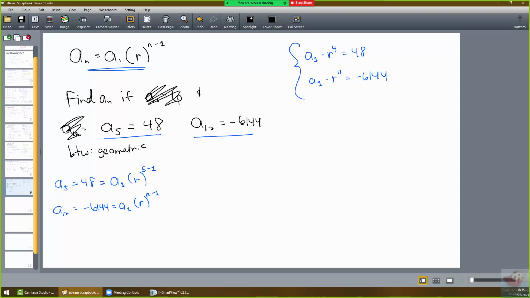So instead what we can do is take the first equation and solve for a sub 1. If we do that, we get 48 over r to the 4th. Don't worry, I promise this is going to turn out nice. He hopes. And then remember, in substitution, you go to the other equation, and instead of a sub 1, we write 48 over r to the 4th, and then we copy everything else down.